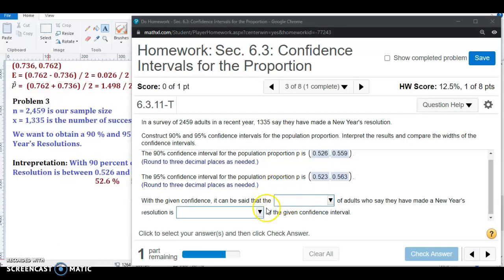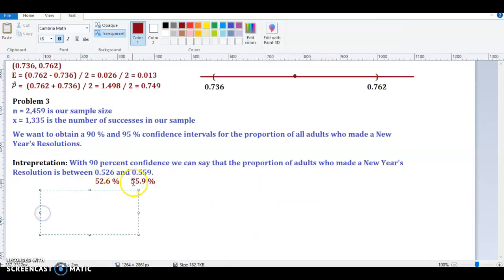Really quickly, before I answer this part of the question, let me just write an interpretation for the 90% confidence interval. With 90% confidence, we can say that the proportion of adults who made a New Year's resolution is between 0.526 and 0.559. You can convert these decimals into percentages because remember, these are proportions, and sometimes percentages make more sense than the decimals. So between 52.6% and 55.9% made a New Year's resolution, with 90% confidence.